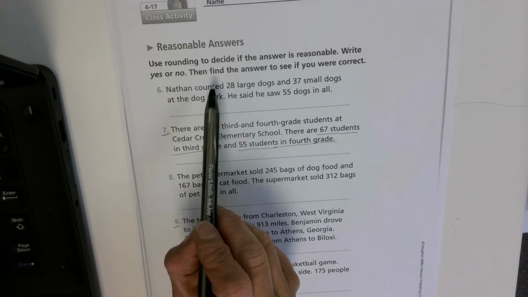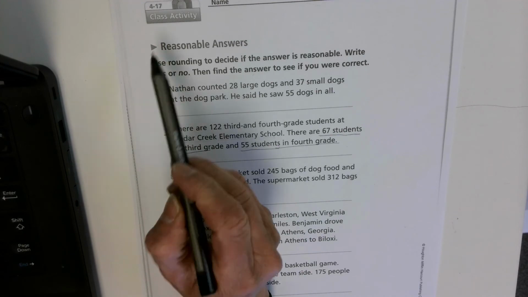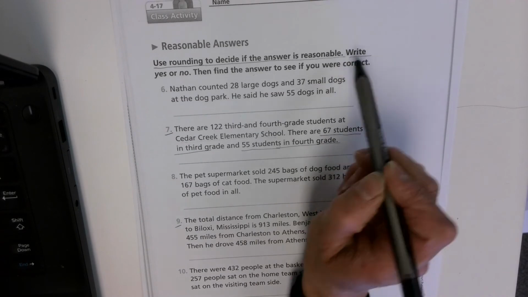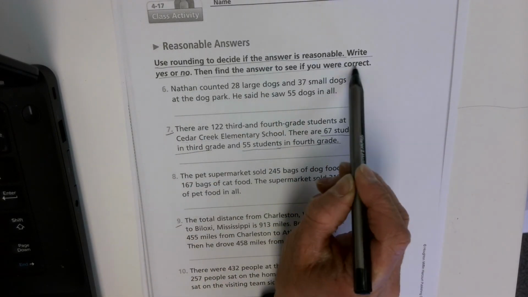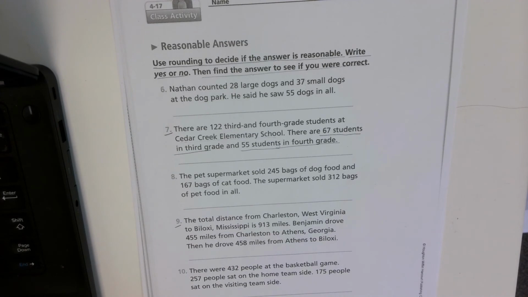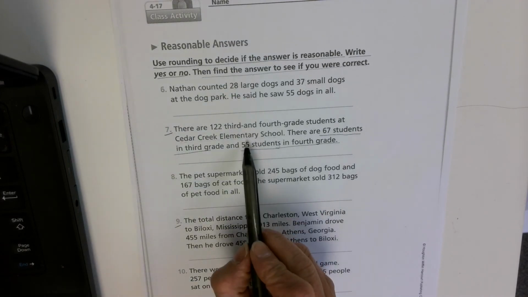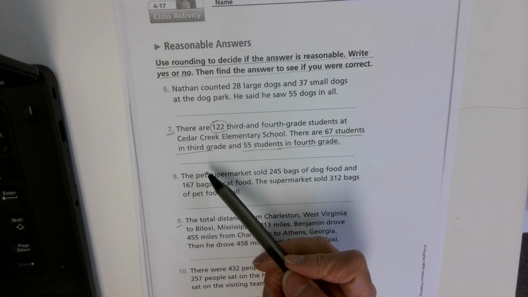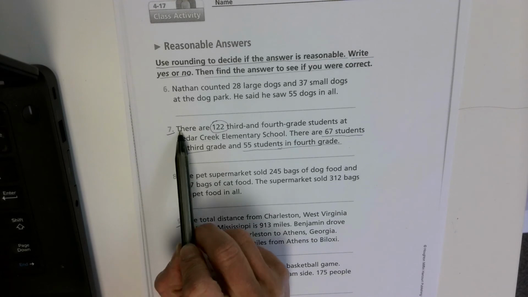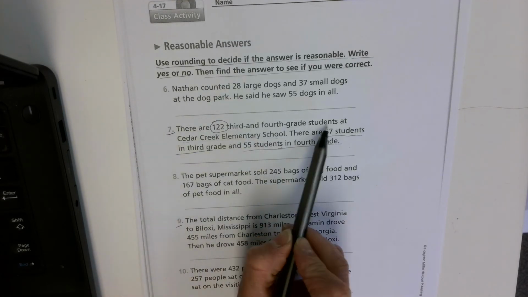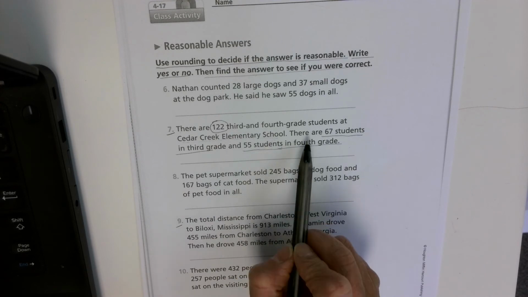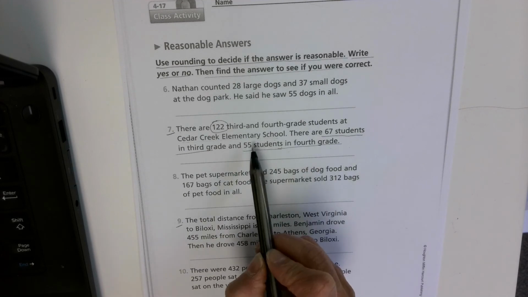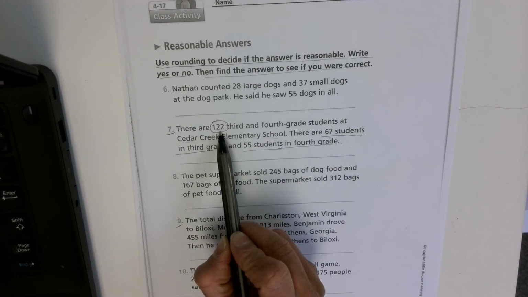That's because for these problems, we are going to use rounding to decide if the answer is reasonable. Write yes or no, then find the answer to see if you were correct. We'll do this on Think Central today. So the answer is actually right here, 122. The answer is embedded in the problem. So if they are telling us that there are 122 3rd and 4th grade students at Cedar Creek Elementary School, and there are 67 students in 3rd grade and 55 students in 4th grade, we have to round these numbers to see if that's about right.